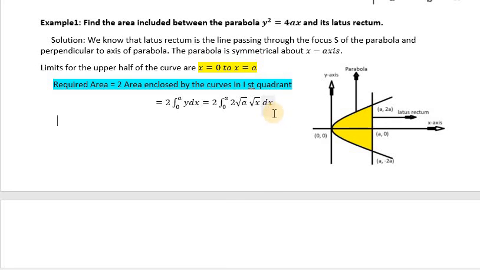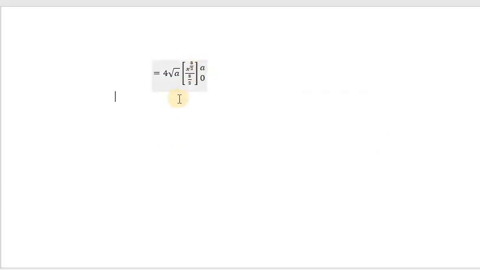Now, on simplification, we get this as 4 root a, and the integral of root x is x to the power of 3 by 2 by 3 by 2, limits 0 to a. Now, by taking this 3 by 2 to the numerator, we get 2 by 3 into x to the power of 3 by 2. We have applied the limits, that is a to the power of 3 by 2 minus, when x is 0 it is also 0.